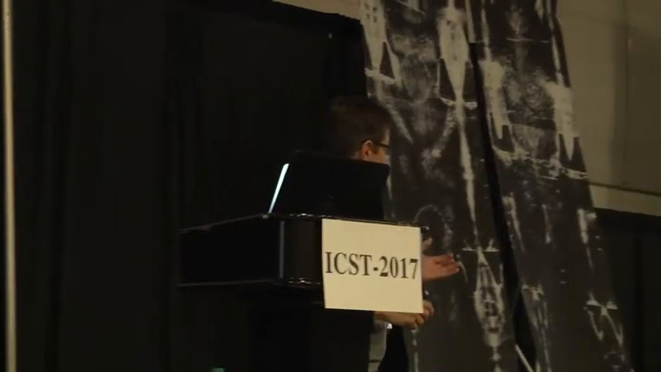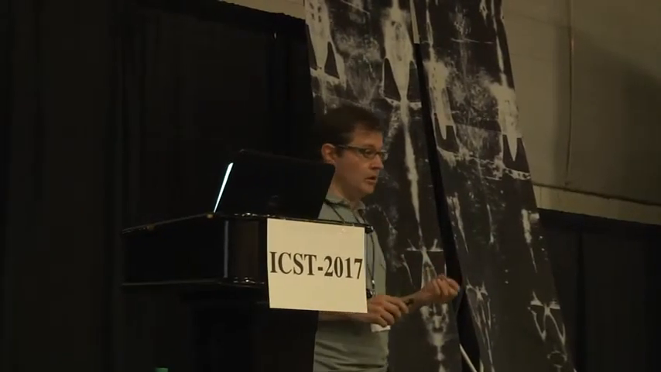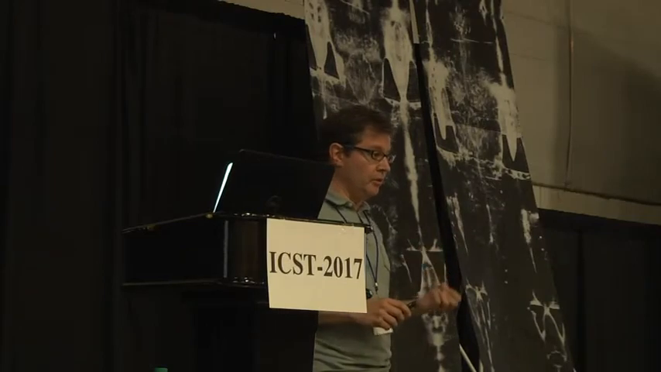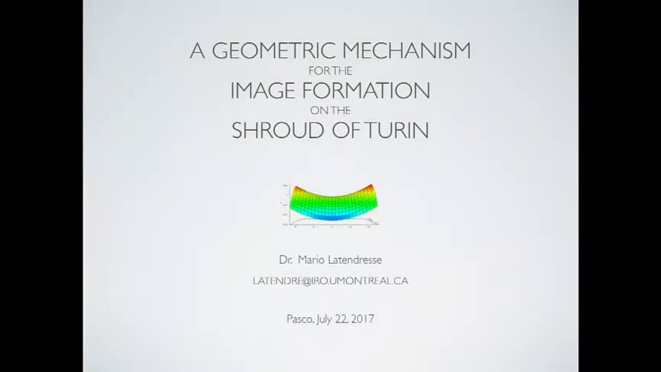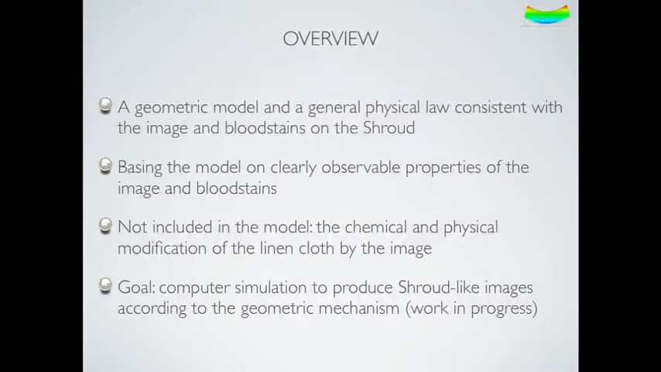In general, what you will see is that my approach is really using natural laws and not trying to go beyond them. I think that's the very general statement I'm going to make about my presentation. So the overview of the presentation is that I call this a geometric mechanism because I'm going to mix together a geometric model and a general physical law to try to model the image formation that we have on the shroud.